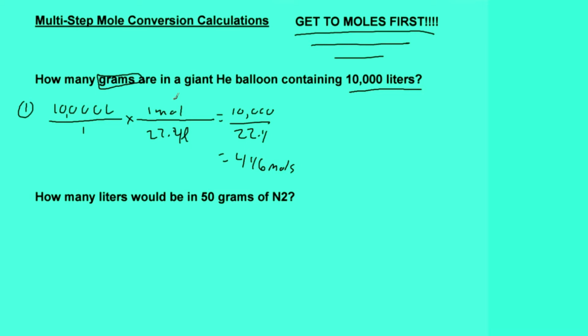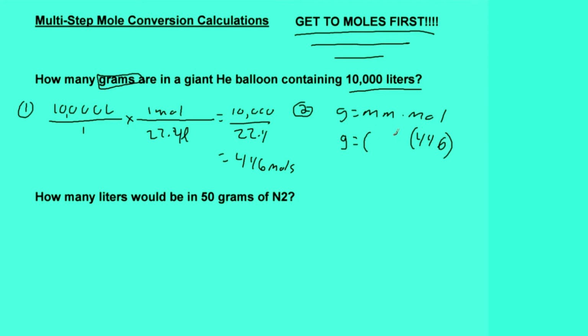This would be our answer. But it's asking us for grams. So we have to take it to step 2. We have 446 moles. How do we get it to grams? Well, we go back to this formula. Here's our moles, 446. We're trying to solve for grams, so we're just plugging the numbers into here.